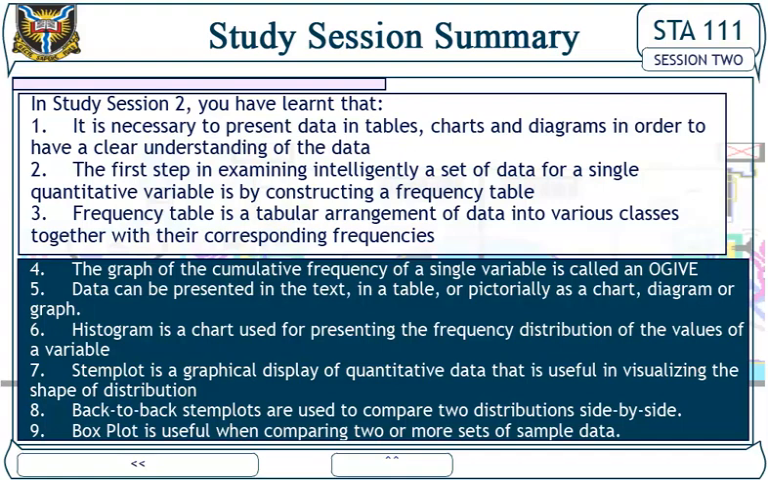5. Data can be presented in the text, in a table, or pictorially as a chart, diagram, or graph. 6. A histogram is a chart used for presenting the frequency distribution of the values of a variable. 7. A stem plot is a graphical display of quantitative data that is useful in visualizing the shape of a distribution. 8. Back-to-back stem plots are used to compare two distributions side by side. 9. A box plot is useful when comparing two or more sets of sample data.